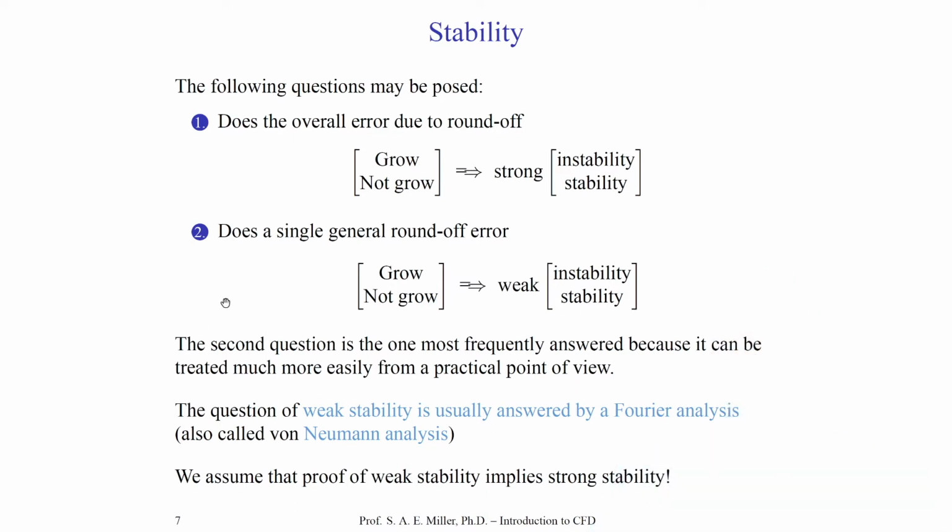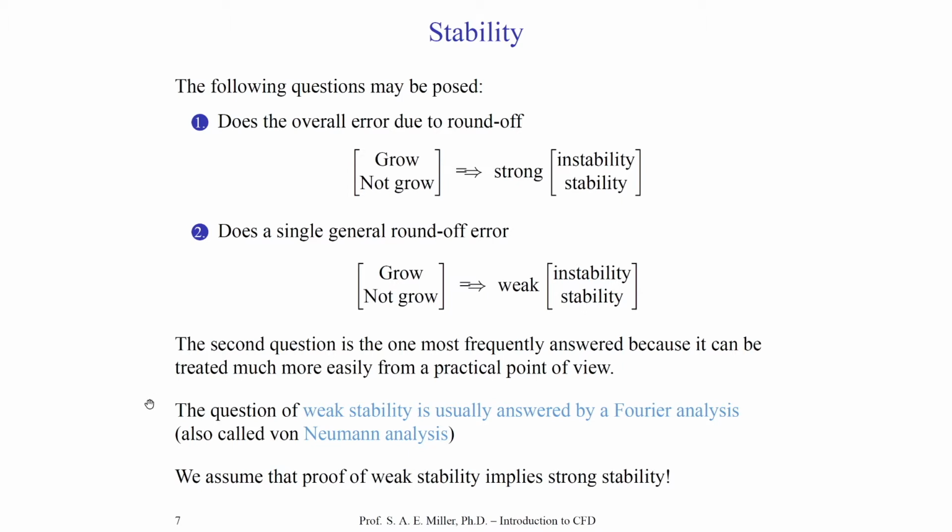Another point many people discuss, and which is frequently answered in many CFD classes, is how this is treated from a practical point of view. And this is where stability analysis comes in. It's very, very difficult to prove a strong global stability of solvers, especially with complicated discretizations and grids. So we might turn to the idea of weak stability. And weak stability is answered by the so-called Fourier analysis.